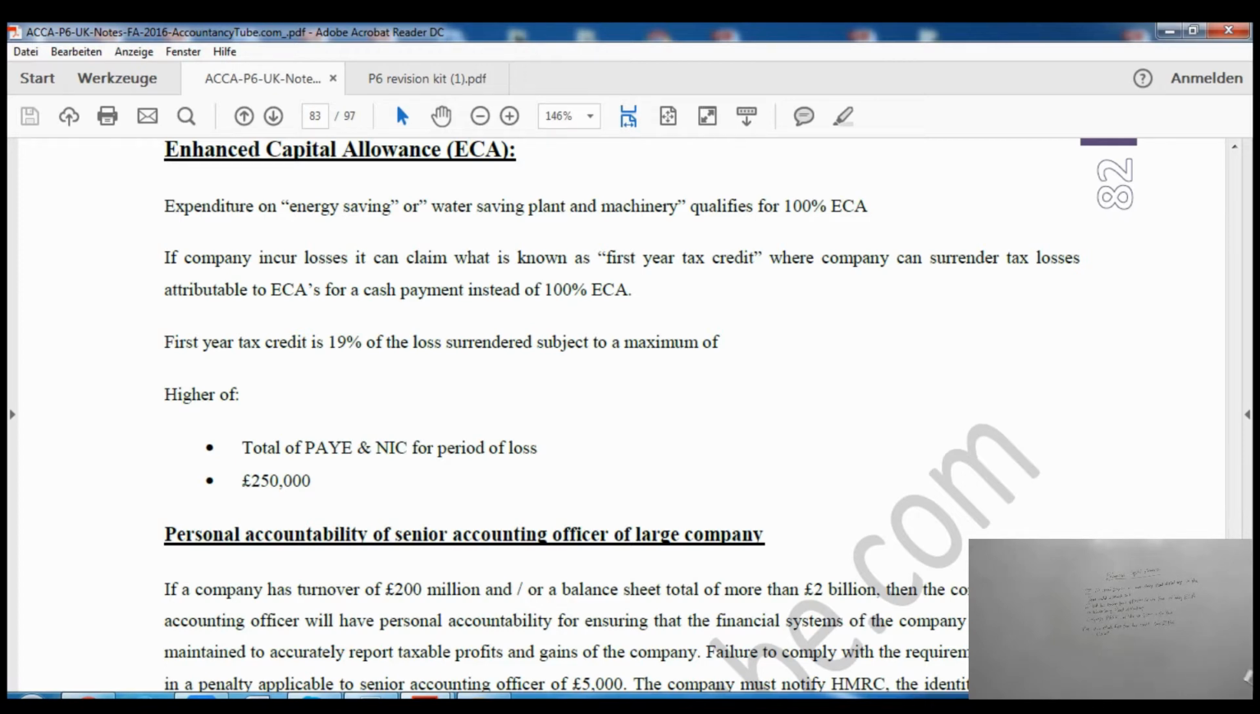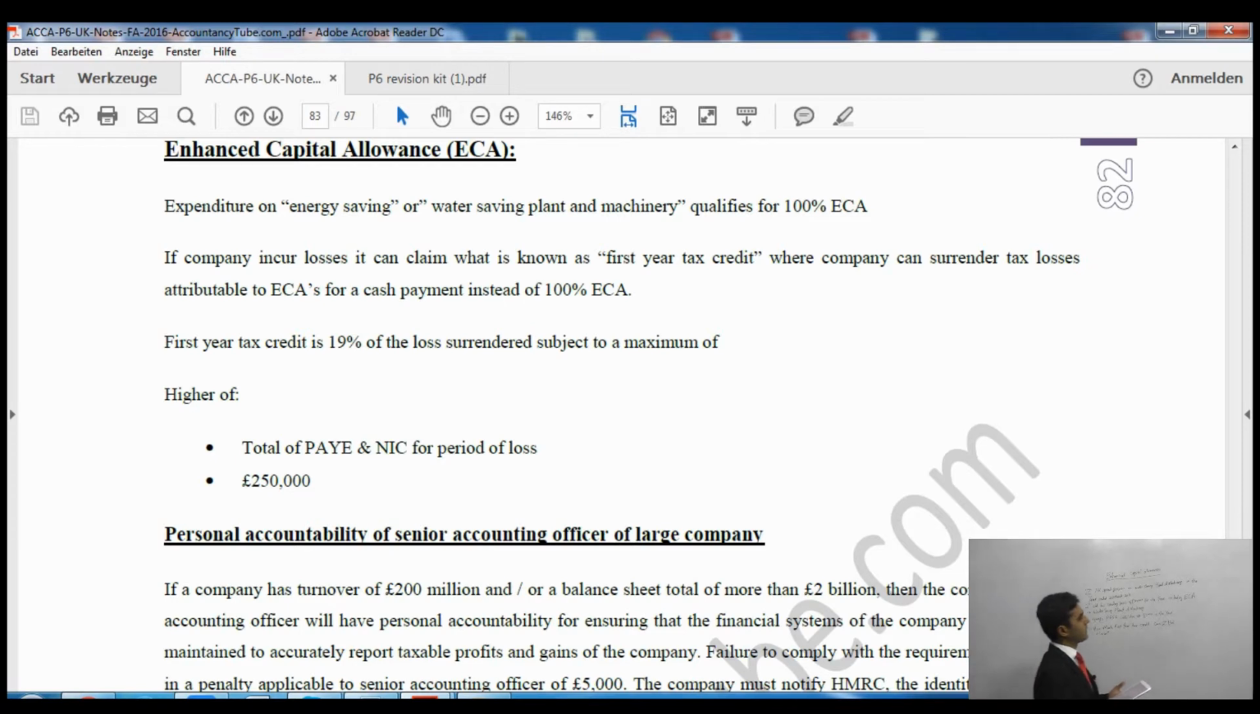Then it says Z Limited is already in loss, so £500,000, half a million, is a loss. So it means that they can claim a first year tax credit. And in the requirement it says, how much first year tax credit can Z Limited claim? So £100,000, we can claim 19% of that. £100,000 multiplied by 19% is going to be £19,000, right?